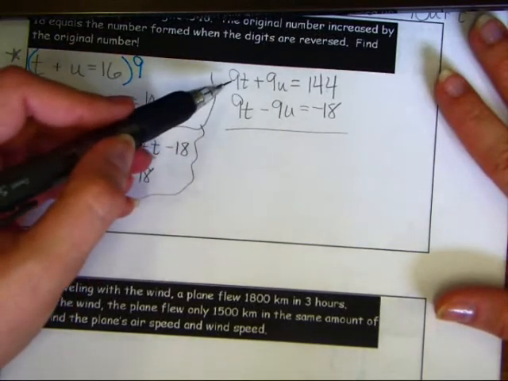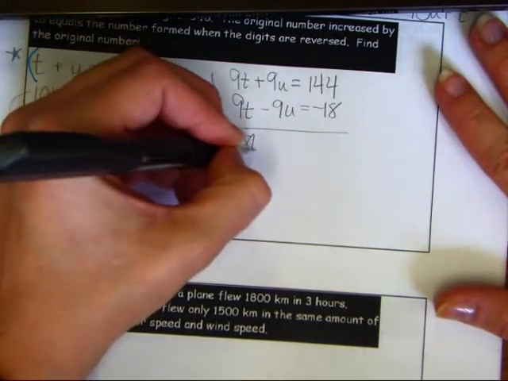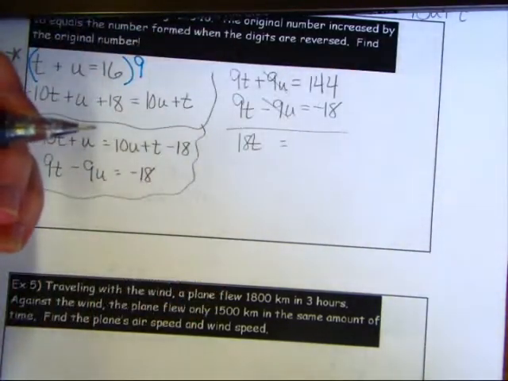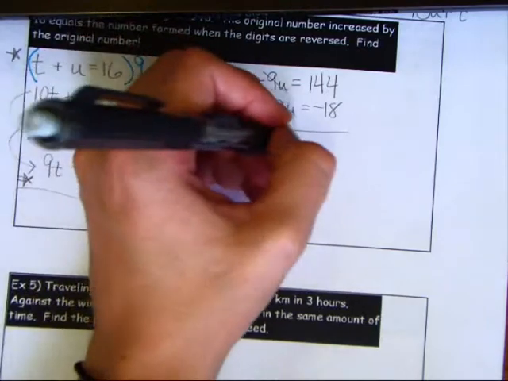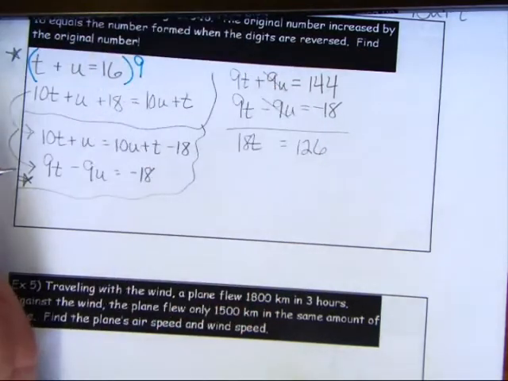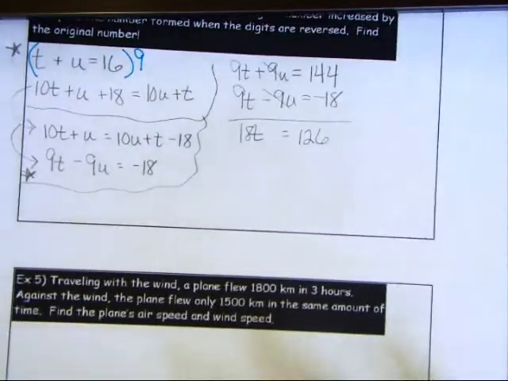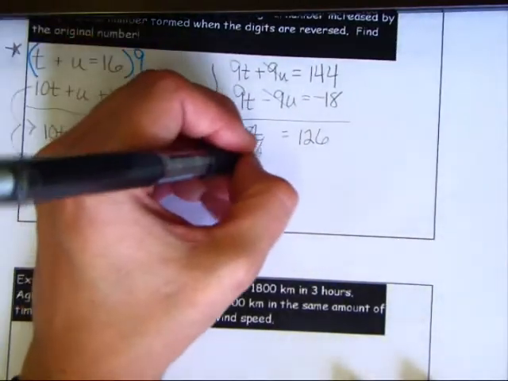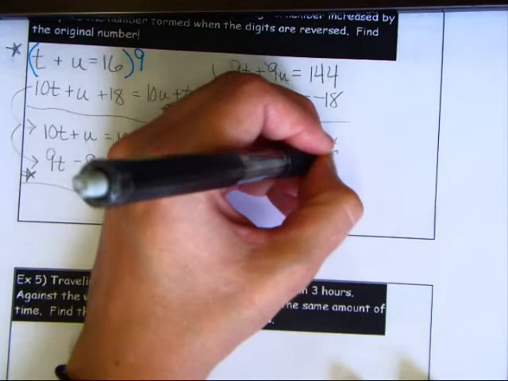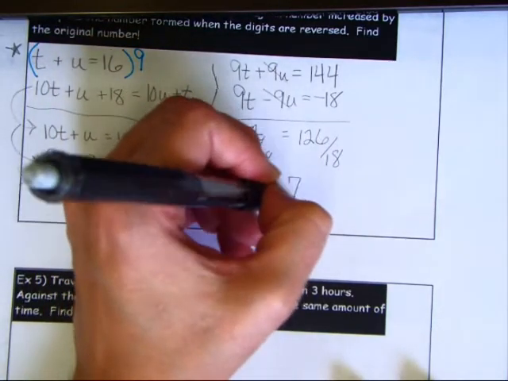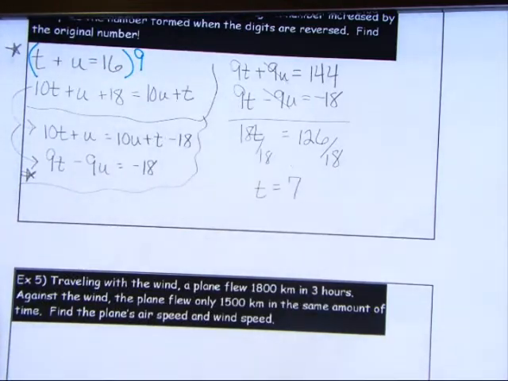Combine, so we get 9 and 9 makes 18t. The 9u's cancel out, and 144 minus 18 is 126. It might not look that pretty, but if you were to divide by 18, you are going to get t equals 7, which is actually a pretty good answer.